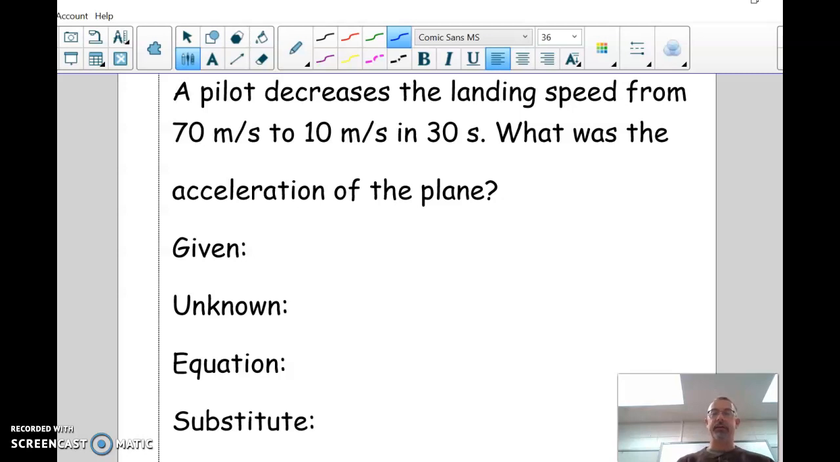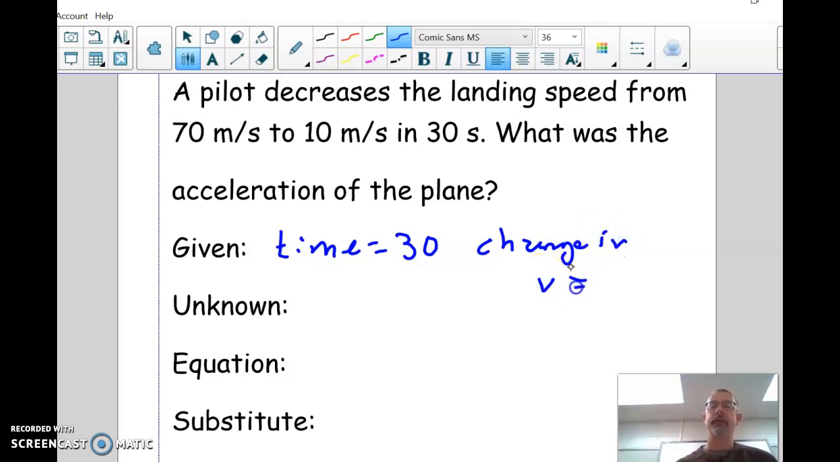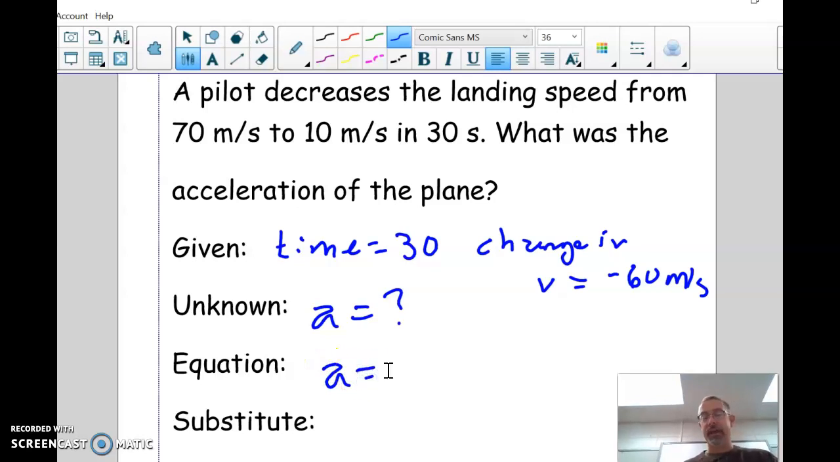Well, what are they giving me? They're giving me a time. They're saying that the time is 30 seconds. And they're saying that my change in velocity is actually a negative 60 meters per second. I've lost 60 meters per second here. It's a deceleration. I'm slower at the end than I was at the start. My unknown is the acceleration. I don't know what that is. But I do know, I go to my toolbox of equations that I just wrote, or I can look at that triangle. I know that my acceleration is my change in velocity divided by time.